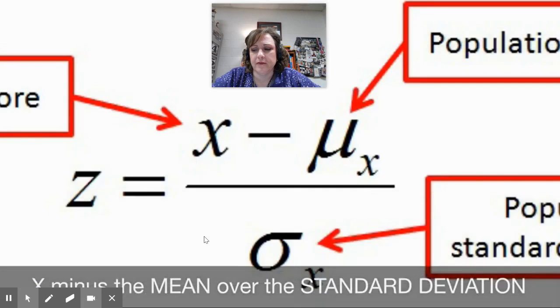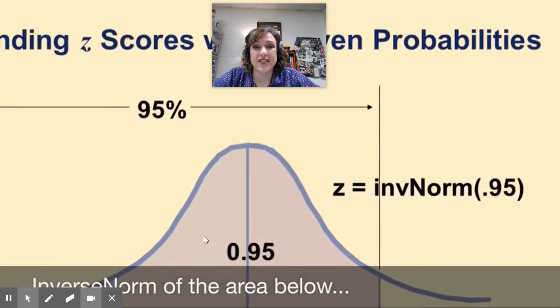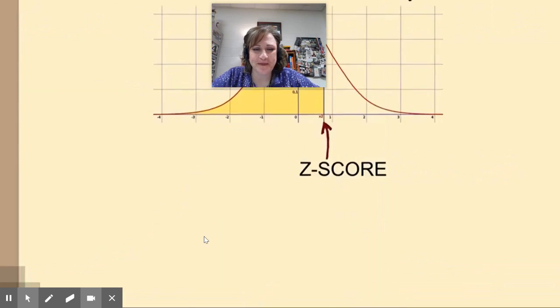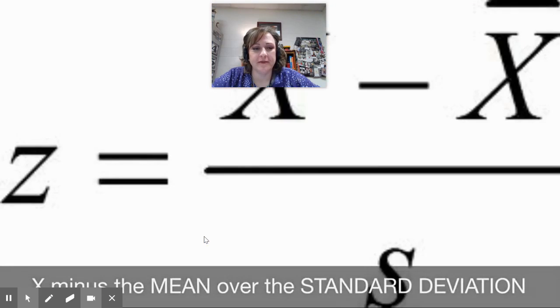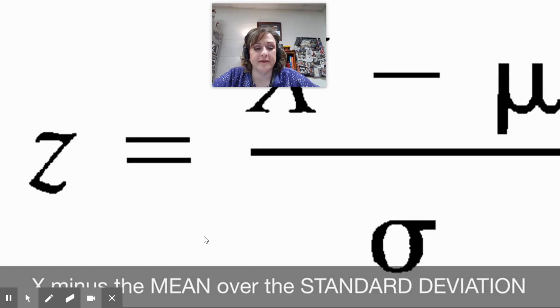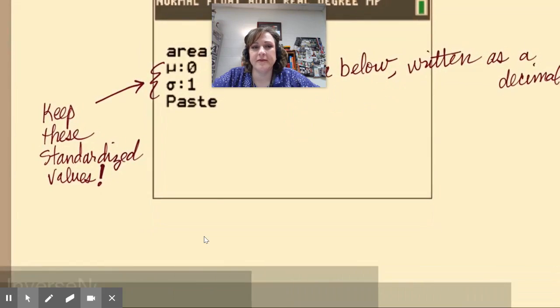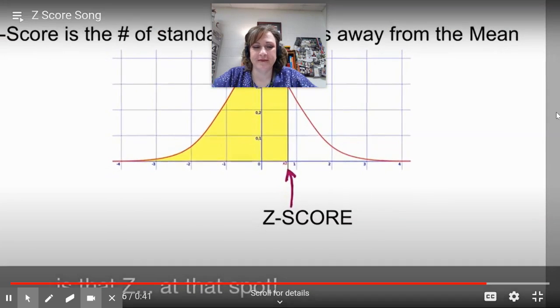X minus the mean over the standard deviation. X minus the mean over the standard deviation. Inverse norm of the area below. Inverse norm of the area below is the z at that spot. X minus the mean over the standard deviation. Inverse norm of the area below is the z at that spot.